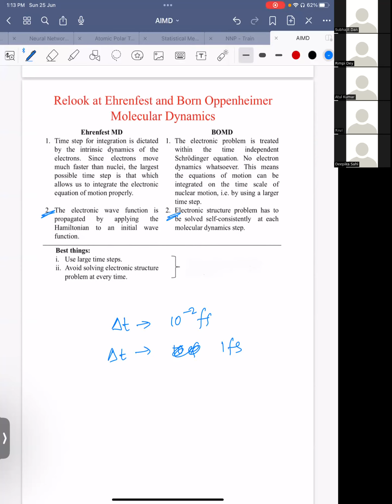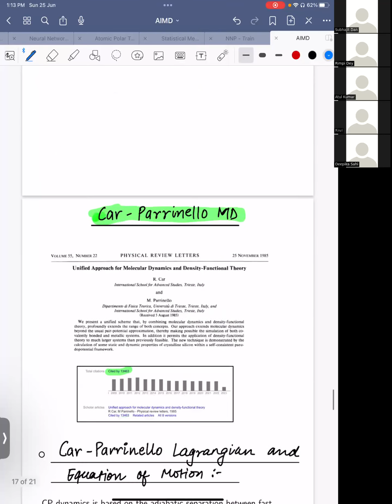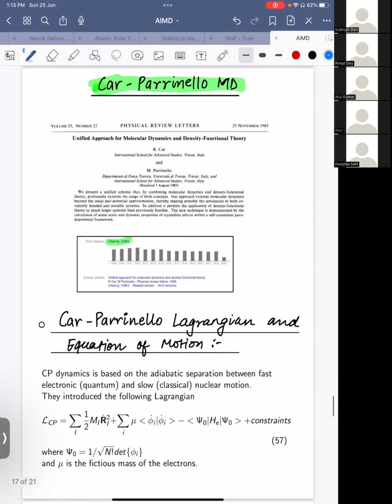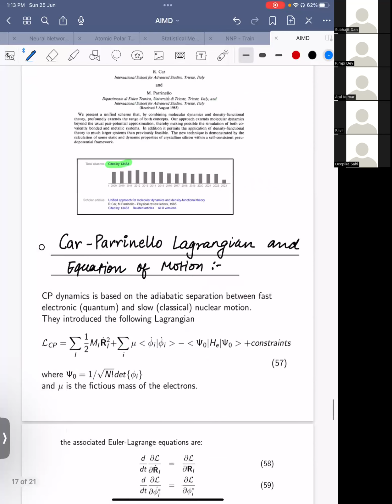So this is what Car and Parrinello actually proposed in 1985. This is our third method, the Car-Parrinello molecular dynamics. In this approach, they have taken advantage of both these methods. It is based on the idea of an adiabatic separation between the fast electronic and slow nuclear motion.